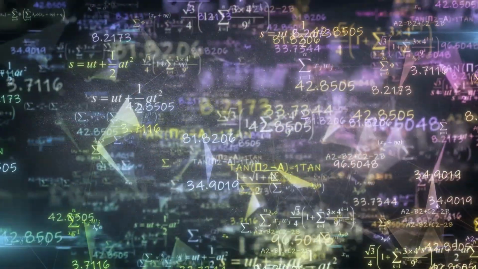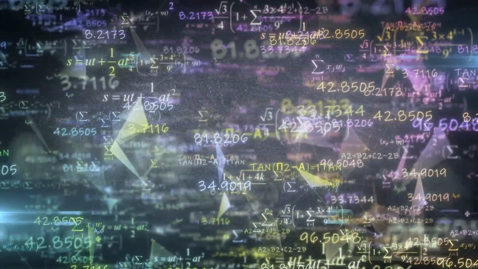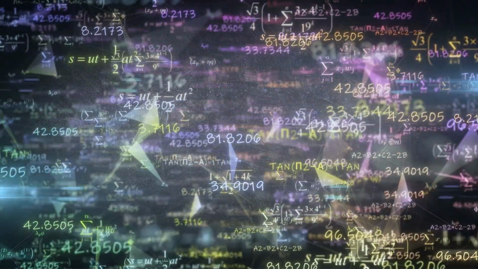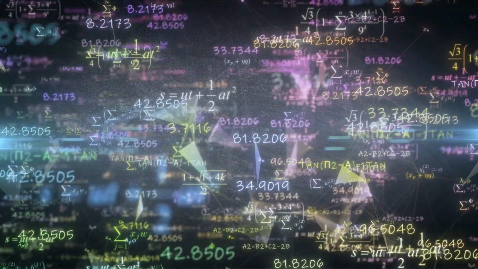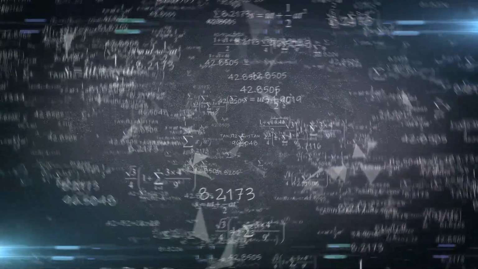Then, there's the product of matrices. This operation is a bit more complex. To multiply matrices, the number of columns in the first matrix must equal the number of rows in the second. You then multiply each row of the first matrix by each column of the second, summing the products.